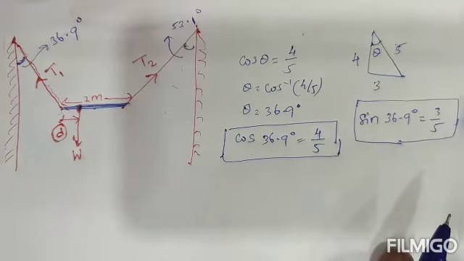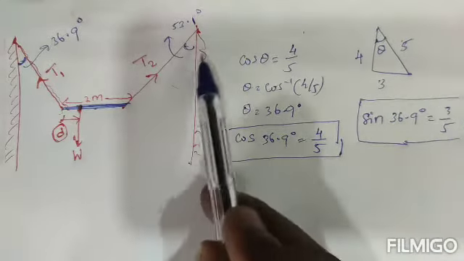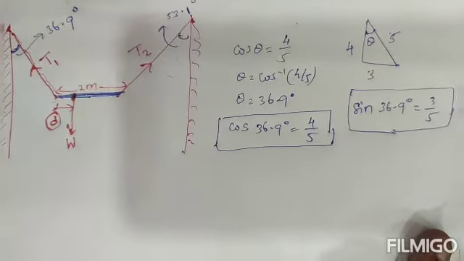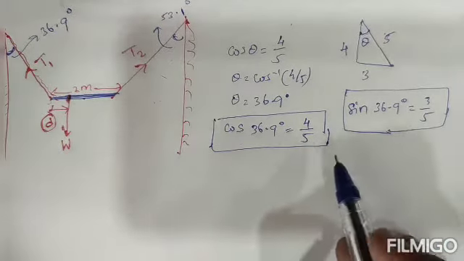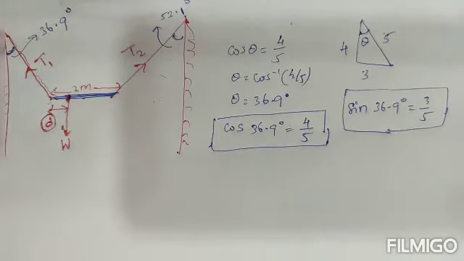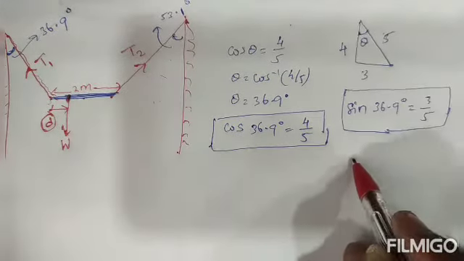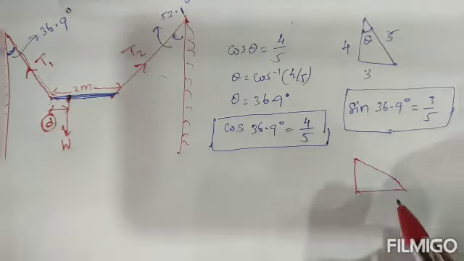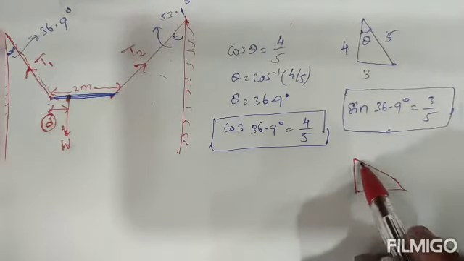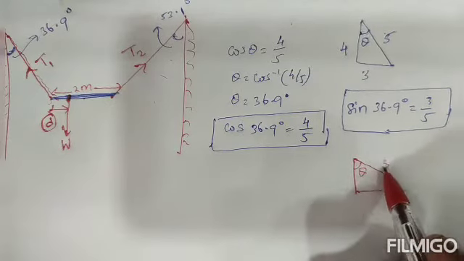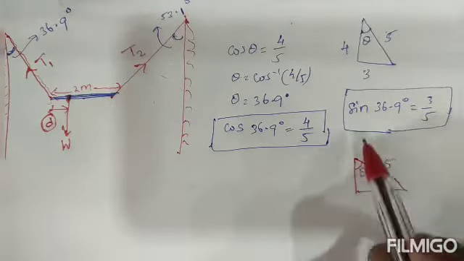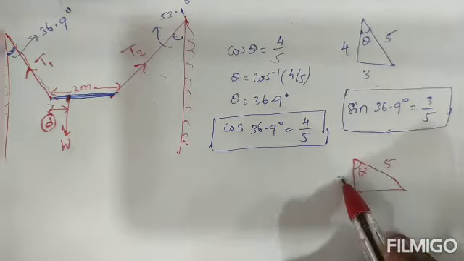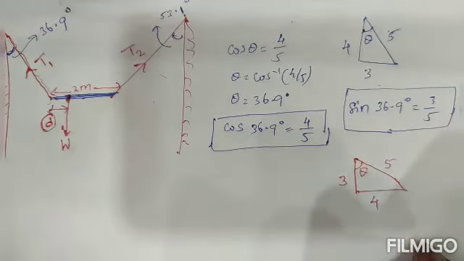Okay, like that, let's come to the right side, that is 53.1 degree. This is also very simple, the same idea. Let's take the triangle, but with one small alteration: same angle theta, here the 5, here you know 4 and 3, just interchange, here 3, then here 4.